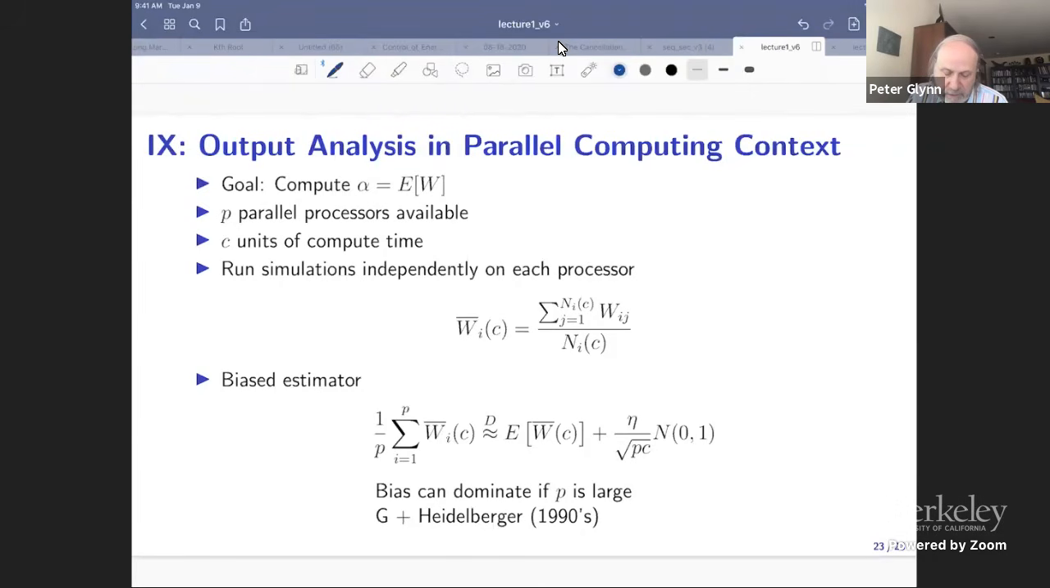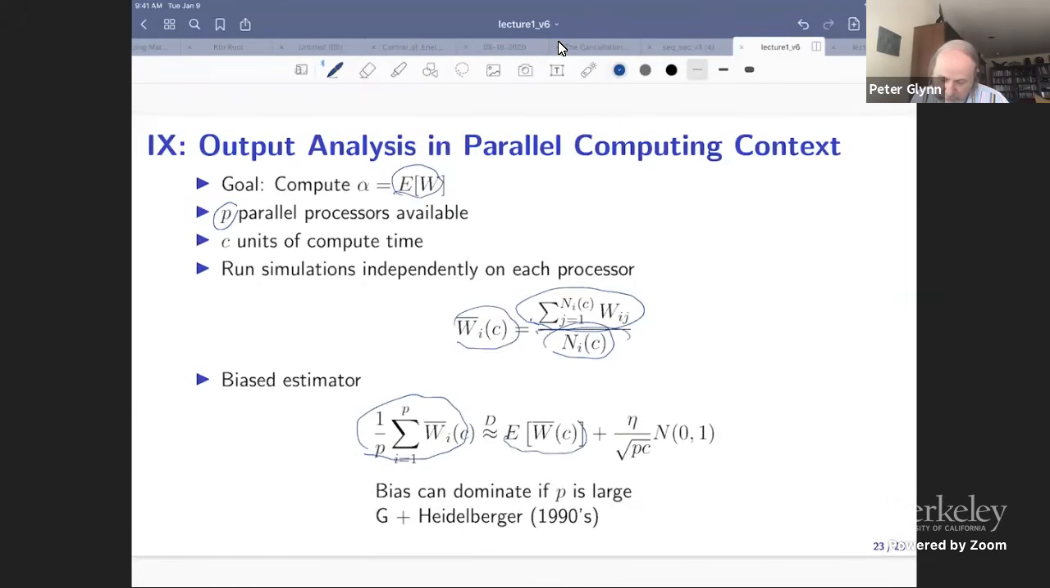Suppose that I want to estimate the mean of a random variable W, and let's suppose that W is simulatable, so I can run IID replications on different parallel processes. Imagine we have a large number P of parallel processors available. I'm going to run for C units of computer time on all P processes. One thing you might think about doing is to average the number of completed replications on each of the P processes and form a sample average W bar i of C. Here, the random variable N_i(C) is the random number of replications of W that is able to successfully complete on the ith processor within computer time C. And then, of course, we can just average over the P processes.